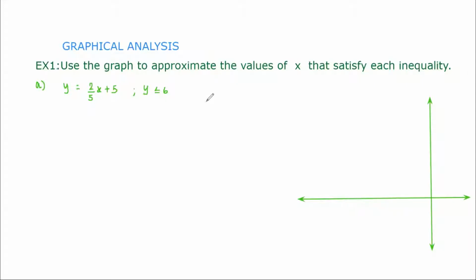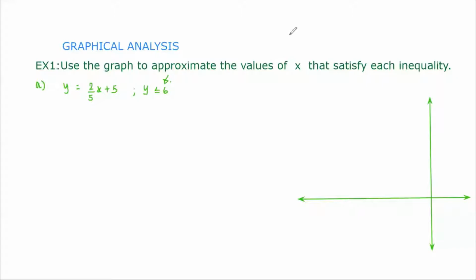For example one, use the graph to approximate the values of x that satisfy each inequality. So for question one, if I give y equal to 2 over 5x plus 5, the condition is y is less than or equal to 6. Right now they say nothing, meaning all numbers. Less than or equal to 6, so we start from 6, because there is an equal sign here.